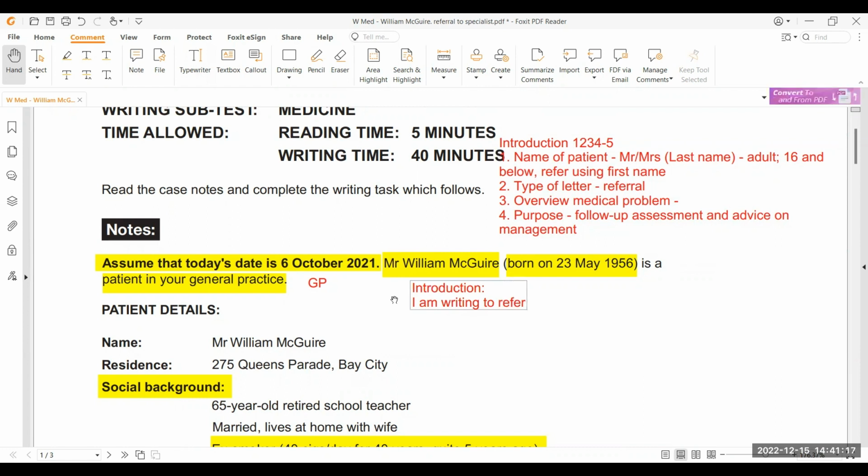Any other phrases, Dr. Seifa? Like, thank you for seeing, Mister. Okay, very polite. Thank you for seeing. Anything else? May I refer? We tend not to present our request in the form of a question. It's better to use a sentence.